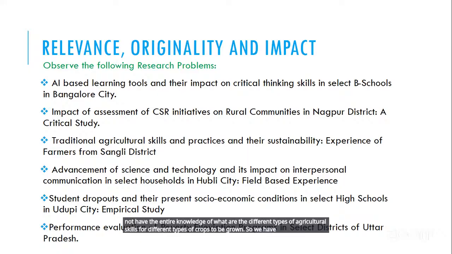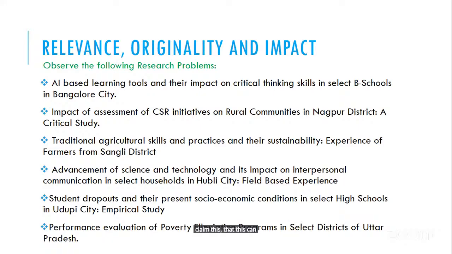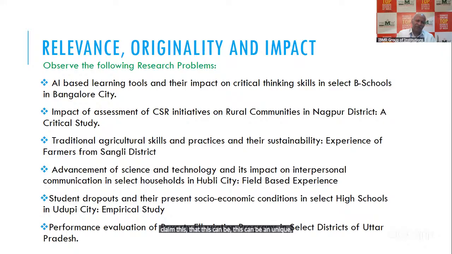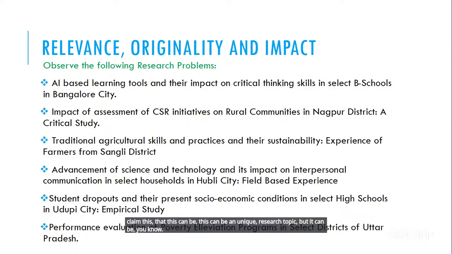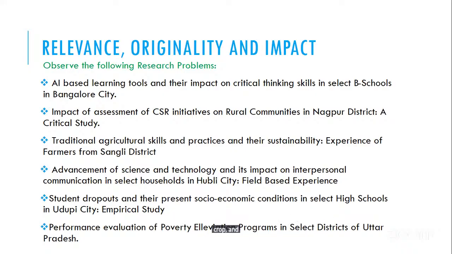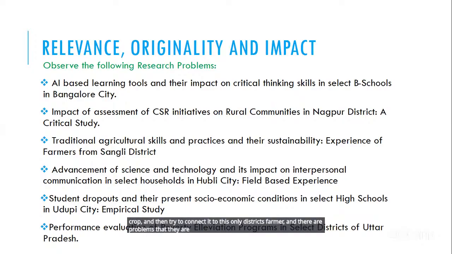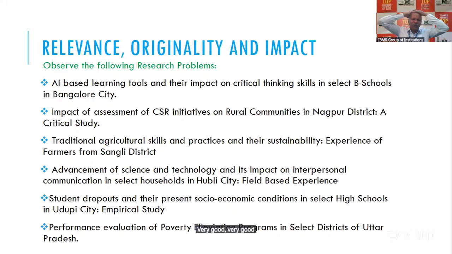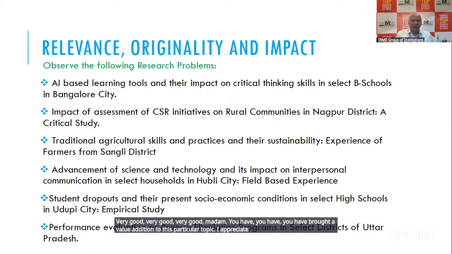So we have scope here to claim this as a unique research topic, but it can be made into a more unique topic if we directly mention which agricultural skill for which type of crop, and then connect it to the Sangli district's farmers and the problems they are currently facing. Then that would make it a better, unique and relevant topic. Very good, madam. You have brought a value addition to this topic. I appreciate your views and the way of thinking. So, with this, you can still narrow down this topic. Am I right?